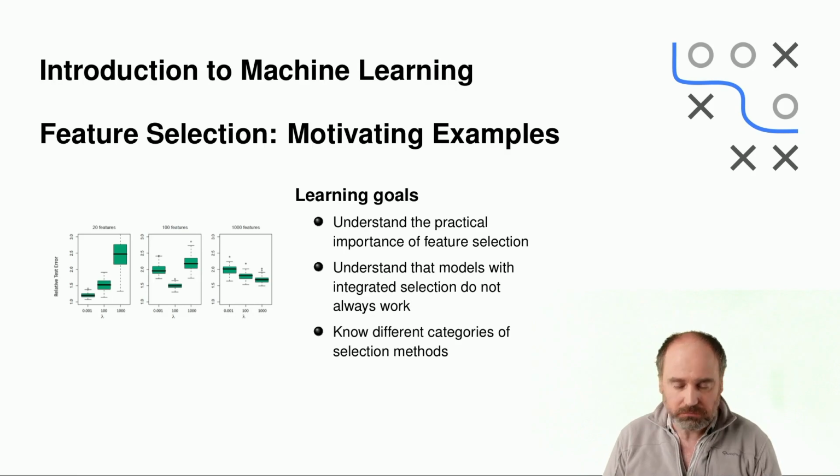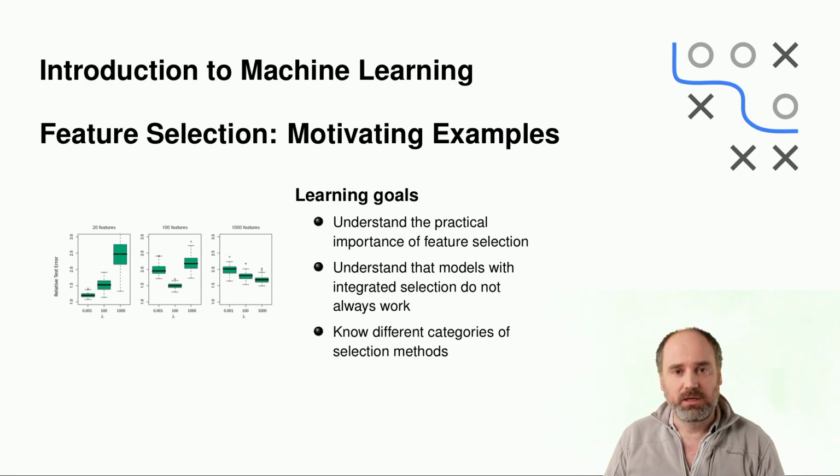I already started out by motivating why feature selection is useful as a means to reduce the risk of overfitting, to improve the generalization ability of a model, to filter out redundant and useless features, and also maybe to reduce the costs of a predictive model during prediction time, or to enhance interpretability.